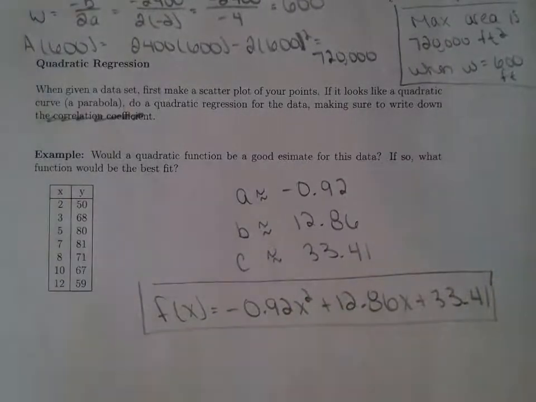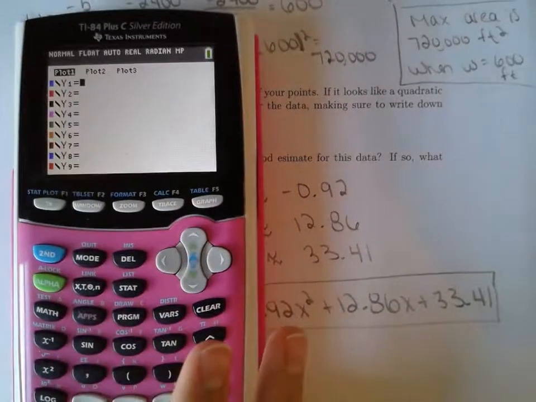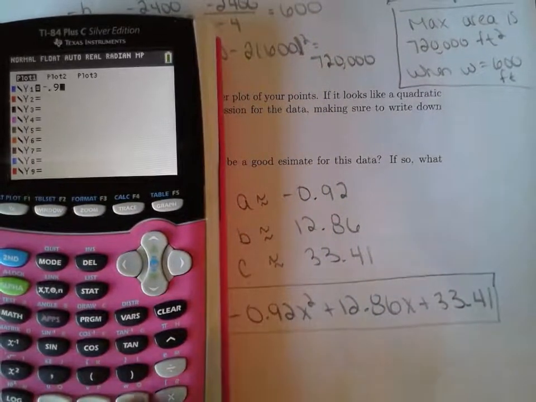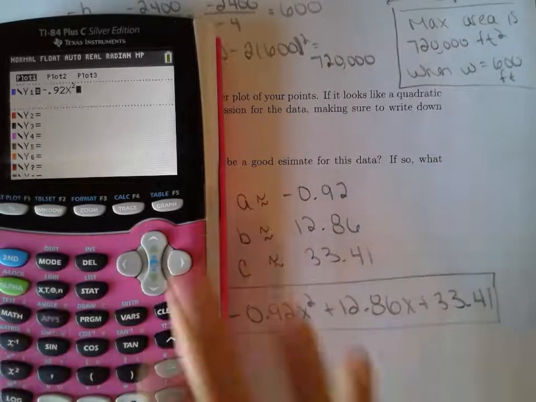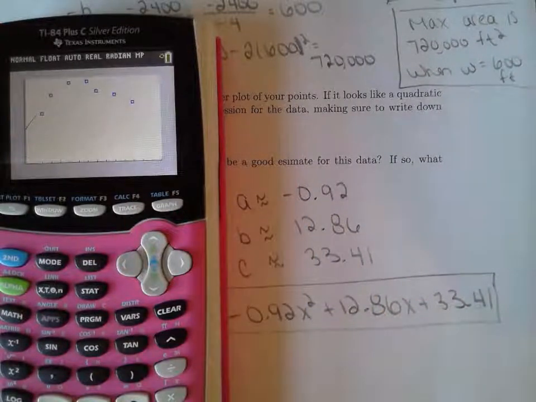Let's go ahead and graph that and check, make sure it looks good. Okay, so go to y equals, and we're just graphing this. That was a negative, right? Negative 0.92x squared plus 12.86x plus 33.41. And graph. Which you can see, it looks pretty good.